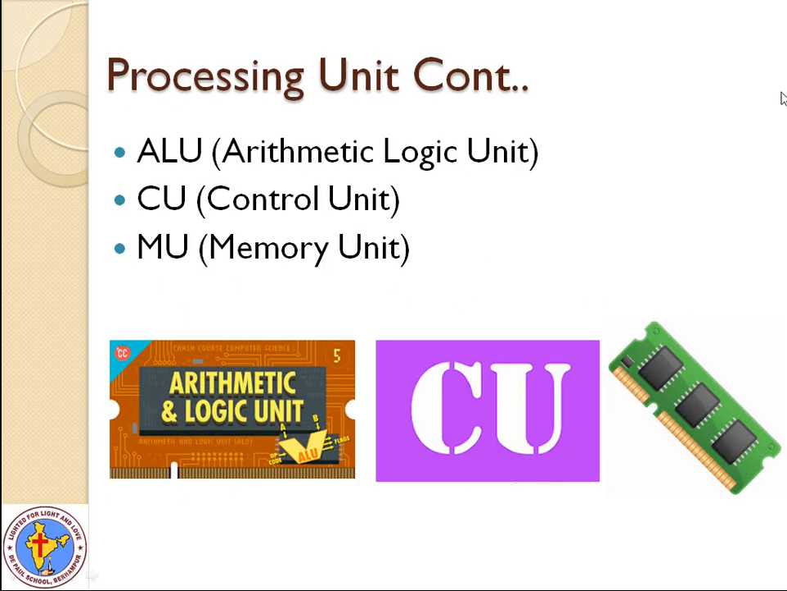CPU has three different parts: ALU, CU and MU. ALU stands for arithmetic and logic unit. It helps to do all mathematical and logical calculations. Whereas CU, that is control unit, controls all the parts and manages all the operations of the computer. Then MU, which is memory unit, is used to store information either temporarily or permanently according to user's need. So three parts of CPU are ALU, arithmetic logic unit, CU, control unit, and MU, memory unit.